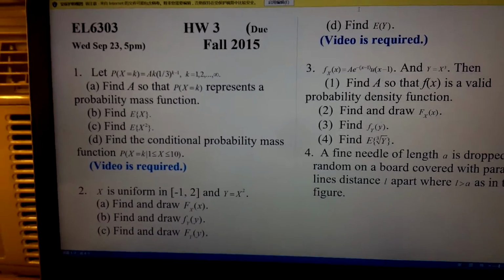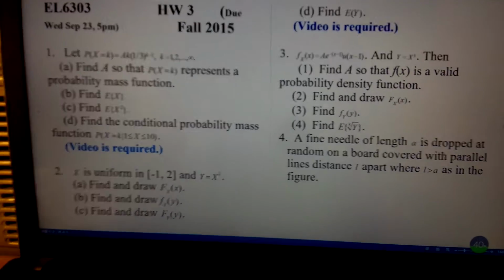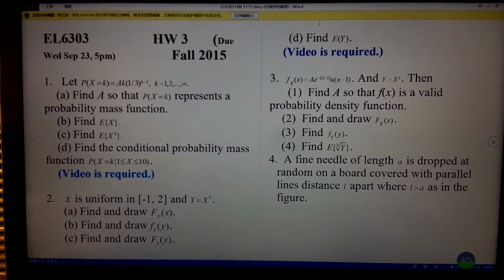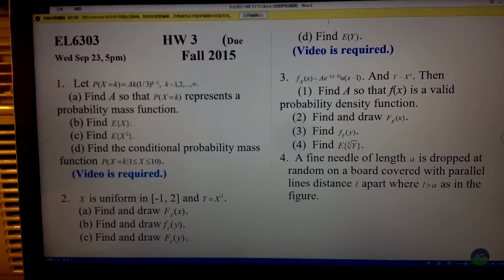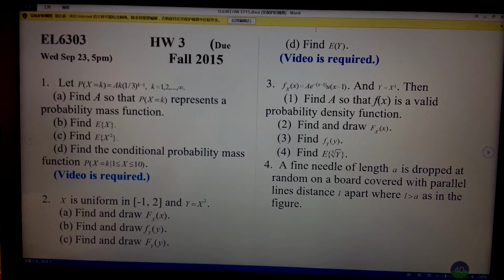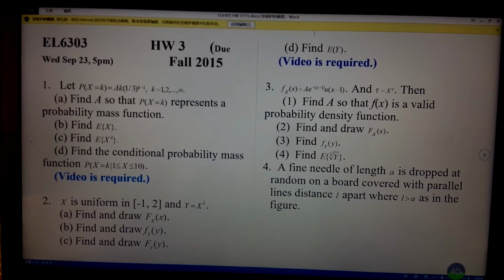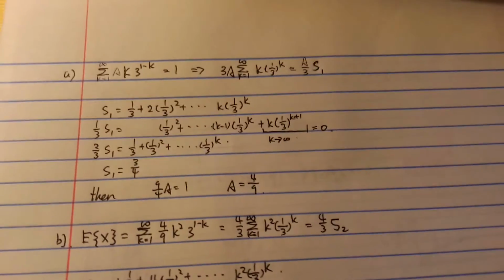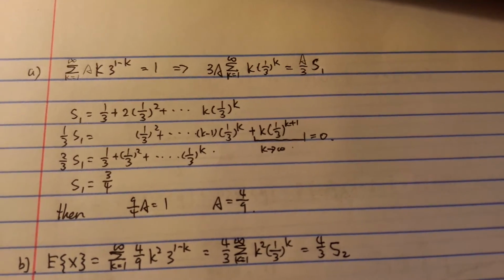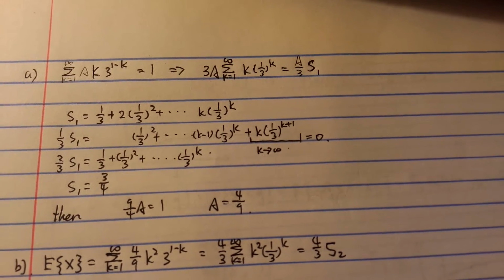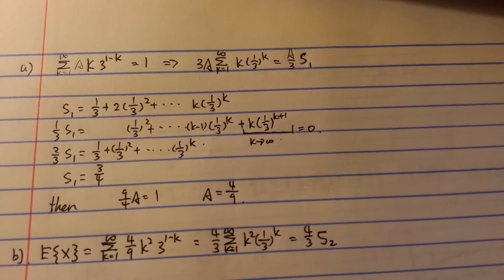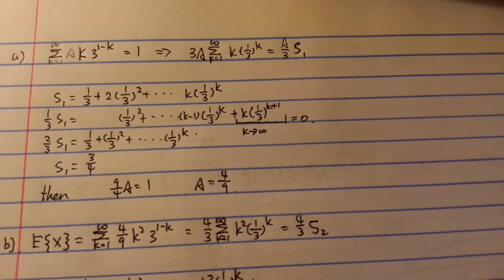What we need to use is that the sum of the probability P(X = k) from 1 to infinity is equal to 1. So what we need to do is just to calculate the sum of the probability. So we can see on the paper, the sum over k from 1 to infinity of a times k times 3^(1-k) is equal to 1.